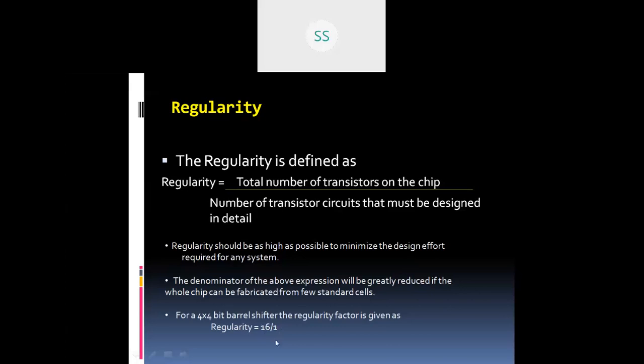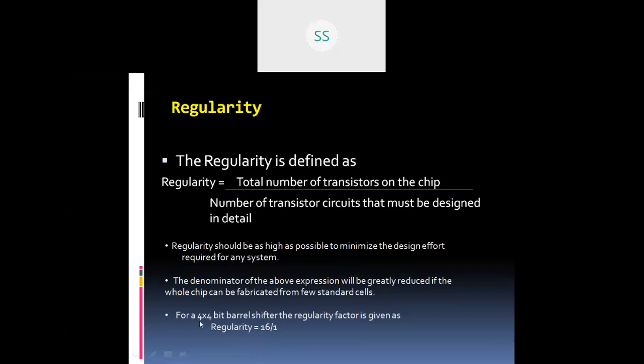For example, assume that two transistors are there which require two different designs. Then this regularity would have dropped to 8. So as far as possible, all the transistors should have a standard design so that they make the regularity value very high.